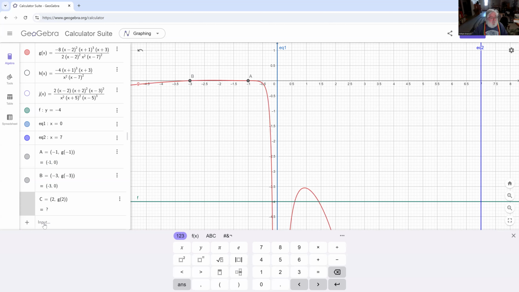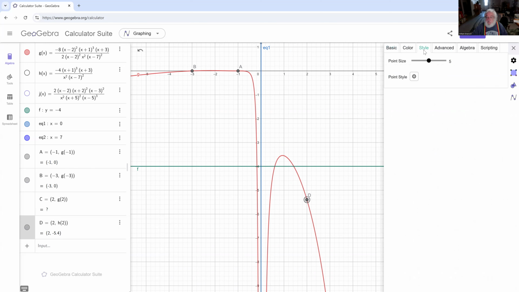But we can plot h of 2, and that's down there. So this is where our hole is. So technically, when we're graphing this, we get rid of that.